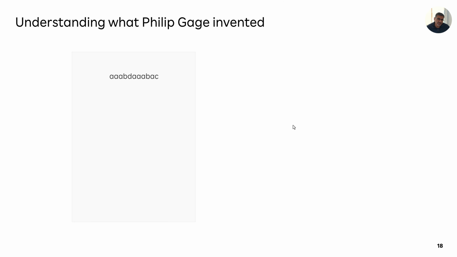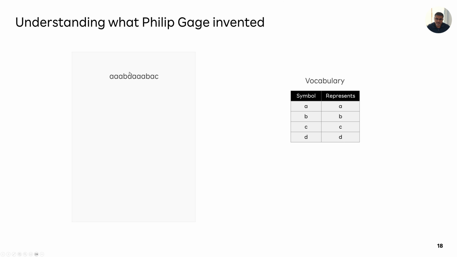And the idea was that, let's say you have a set of text like this, a set of symbols, a set of characters. What he observed is that there is repetition of certain symbols. So he said, okay, if I substitute the repetitive symbols with some other substitute symbol, then I can essentially compress the string further. For example, I will look at all the unique symbols. A is one unique symbol, B is the second, C is the third, and D is the fourth. So I have four unique symbols. And I will say, okay, A represents A, B represents B, and so on.